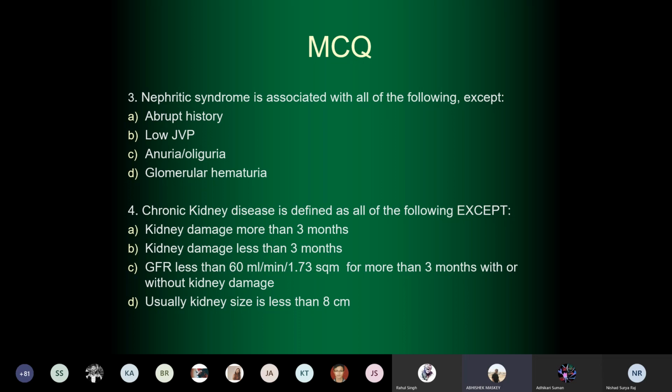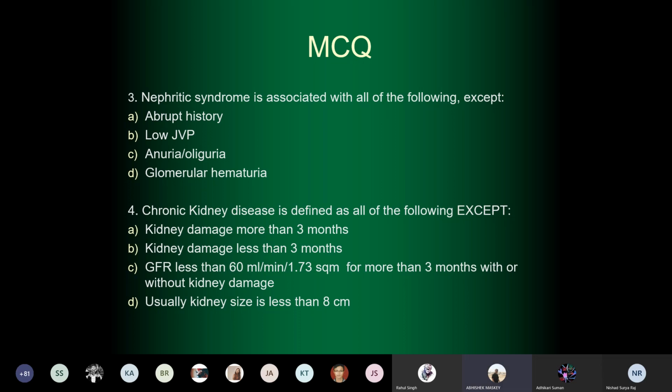Okay, very wonderful drug. And number 3, nephritic syndrome is associated with all of the following except: A, abrupt history; B, low JVP; C, oliguria or anuria; D, hematuria. Except B. Yes, so we can go through that table. Low JVP is not the answer, it is a high JVP because of retention of fluid and electrolytes, sodium and water inside the intravascular compartment. Hematuria has to be there. Oliguria is usually a presentation, and the history is abrupt.